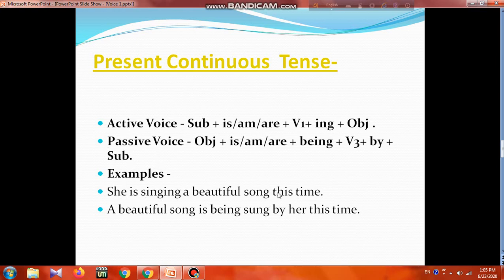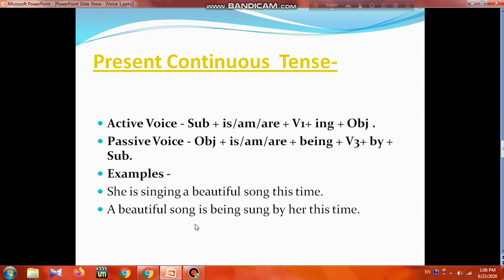She is singing a beautiful song this time. If you want to change it to passive voice, what is the object? A beautiful song. So you will make it the subject, meaning it will take place at the beginning. Then it's continuous tense, so am/is/are: "is" goes with a beautiful song. So is, then we'll take being, then V3 sung, then by, then the objective form of the subject, her, and the extension. So "She is singing a beautiful song this time" will be changed to "A beautiful song is being sung by her this time."